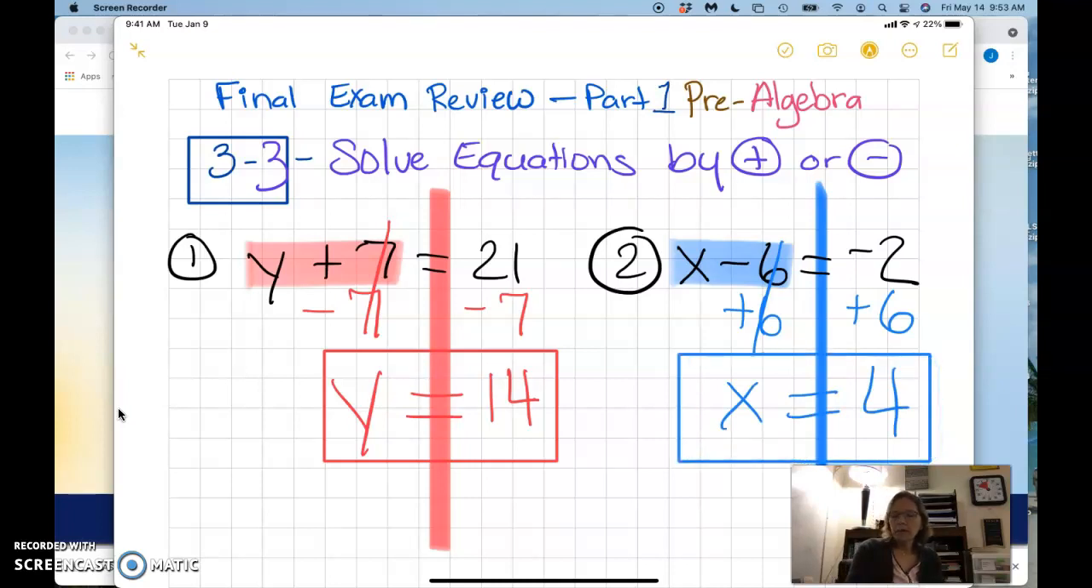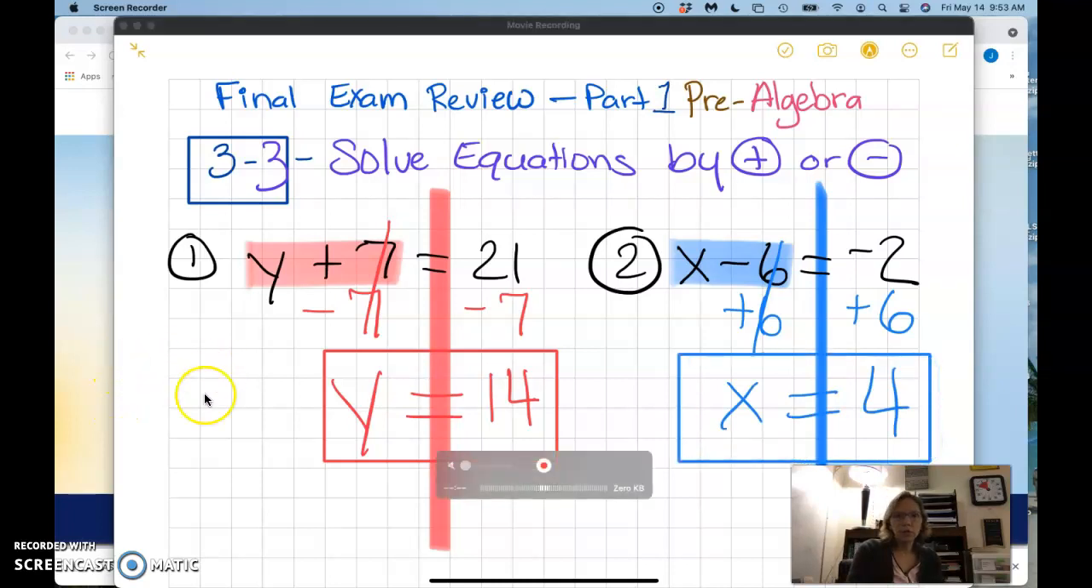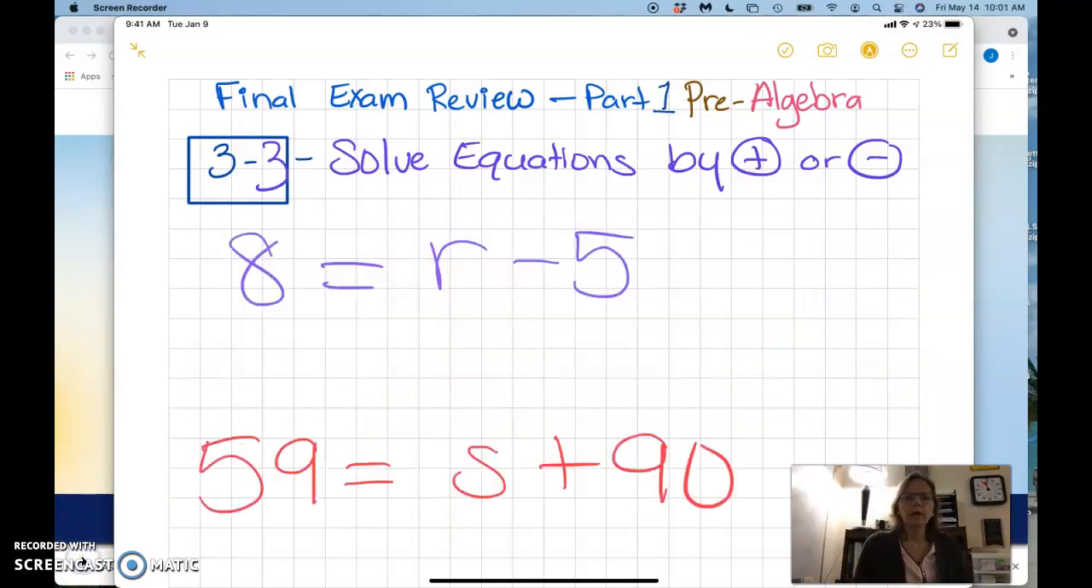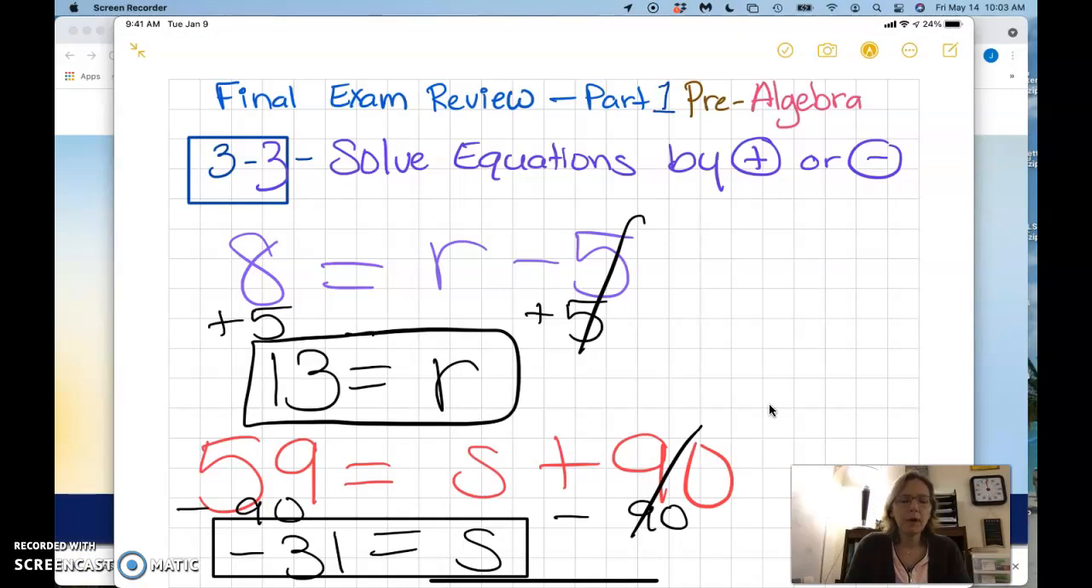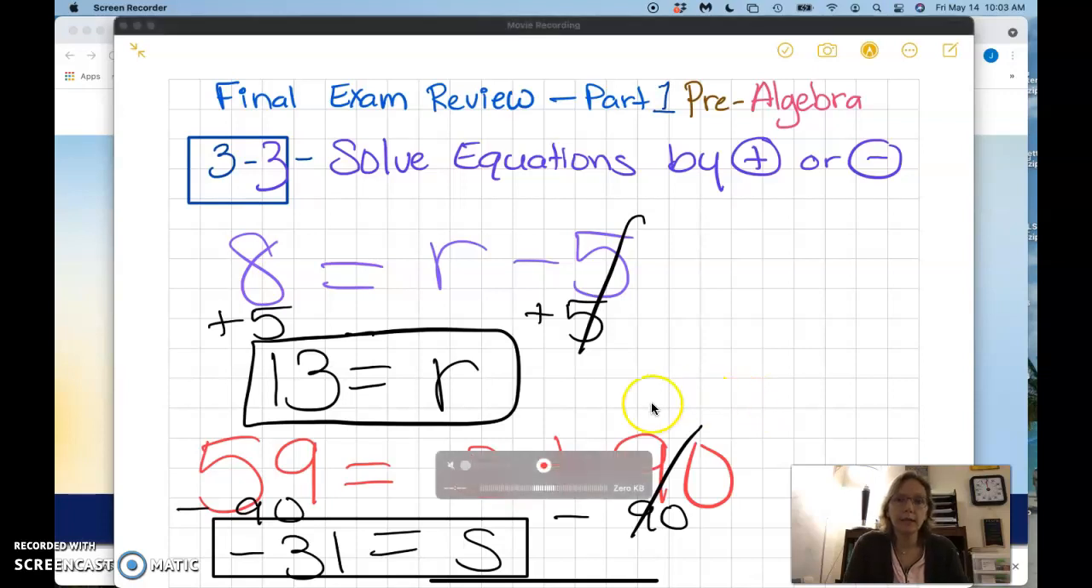Okay, and that is solving equations with addition and subtraction. Okay, here's 2 more problems that we're practicing for today. So try to solve these on your own, and I'll be right back with the answer. Okay, so here are the answers for these 2 problems, and that's all we have for today. So come back next time, and we'll keep reviewing next week for the final exam.